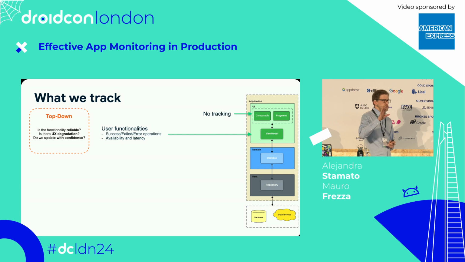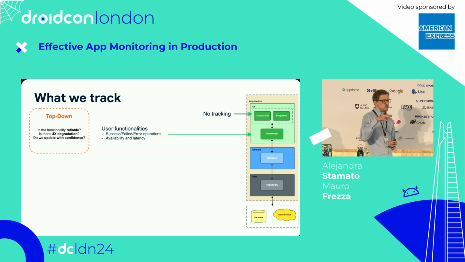On the UI side, on HubSpot, we don't track anything in composable or in fragments. There's other tools for that. The reason is also because there's no information that we are interested in there, and also it can lead to tracking too many metrics. Imagine if you track something in a composable and it recomposes too many times, that it's going to skew your metrics.